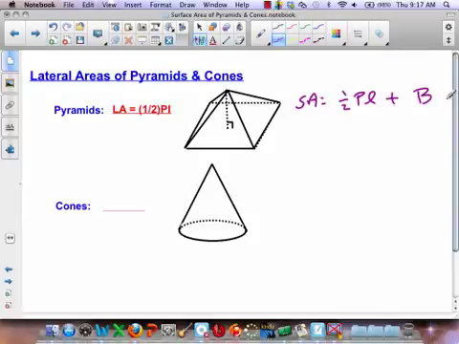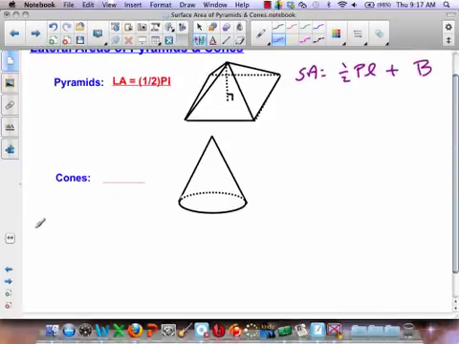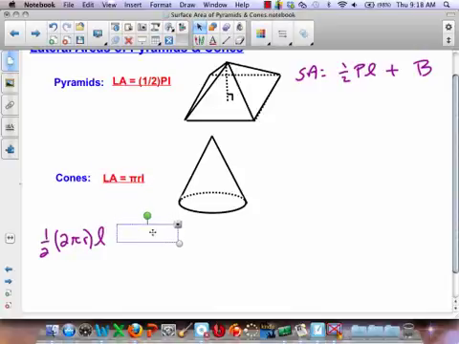Now, we said a cone is basically a pyramid that has a circle as a base. So it's still going to be 1/2 PL. Well, what do we call the perimeter of a circle? Circumference. And how do we find circumference? 2 pi r. So if I take 1/2 of 2 pi r and multiply by L, what does that simplify to? Pi r L. So the lateral area of a cone is pi r L.